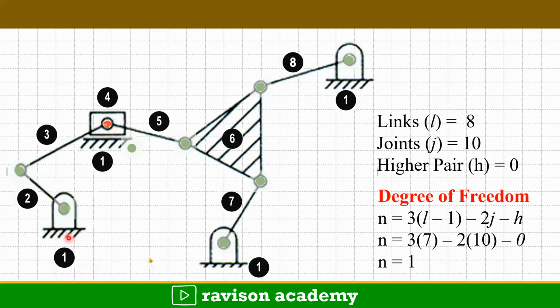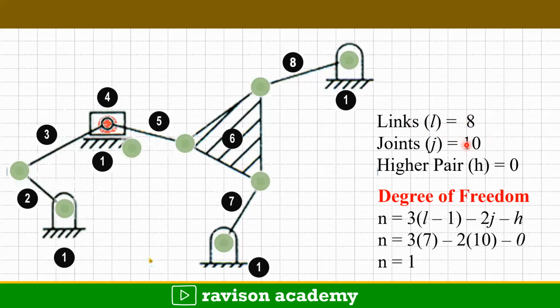Here we want to find out the number of links. The fixed link should be taken as 1. 1 is the fixed link, 2 is a binary link, and 3 is also a binary link. 4 is a slider, and 5 is a binary link. 6 is a ternary link which has 3 connection points, and 7 is a binary link, and 8 is also a binary link. So the total number of links is 8.